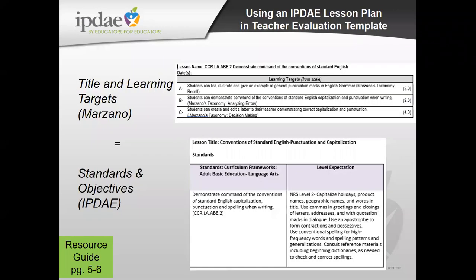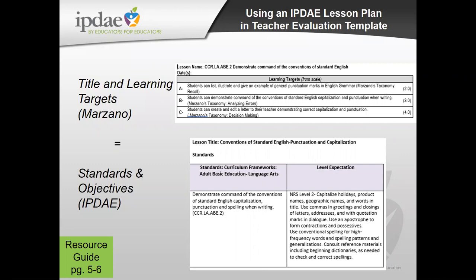Here's an example of, not everyone can attend an IPDAE training event face-to-face, but since IPDAE does have that large repository of ready-made lessons and resources, teachers can access them anytime the need arises. Here I showed you a comparison of the nomenclature used in a Marzano lesson plan compared to an IPDAE lesson plan, so you can see how easily transferable they are.